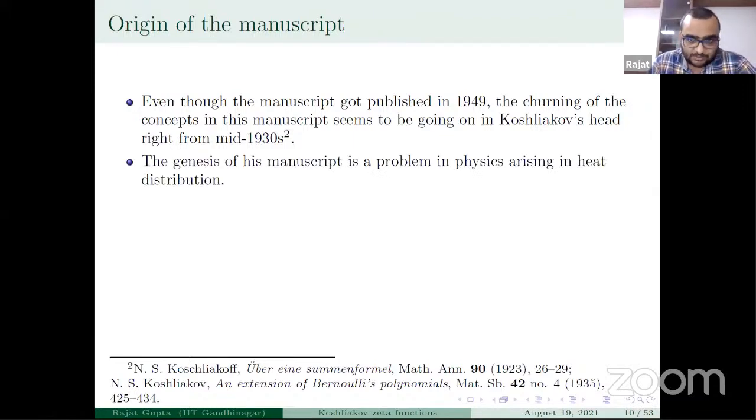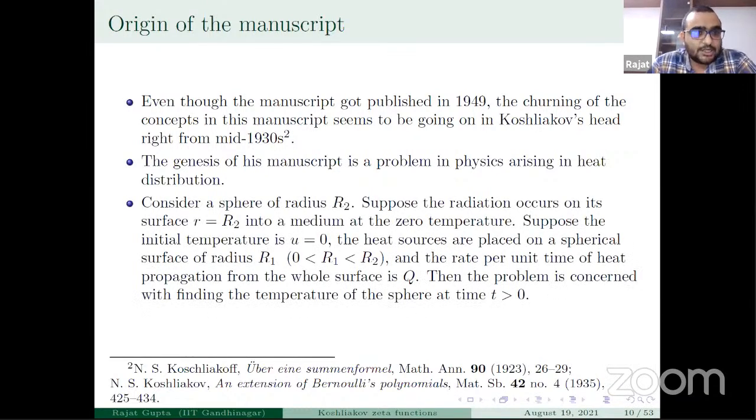The genesis of this manuscript is a problem coming from physics, arising in heat distribution. So let me state the problem. Consider a sphere of radius R2, and suppose that radiation occurs on its surface, with radius R equal to R2, into a medium at zero temperature, and assume that the initial temperature of the sphere is zero, and the heat sources are placed on the spherical surface of radius R1. Further assume that the rate per unit time of heat propagation from the whole surface is Q. Then the problem concerns finding the temperature of the sphere for time t greater than 0.